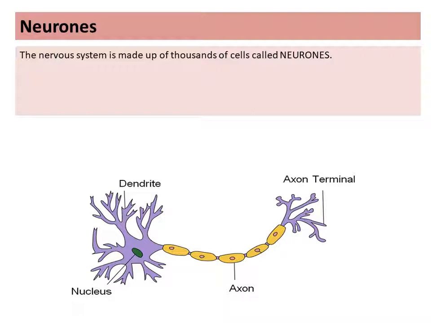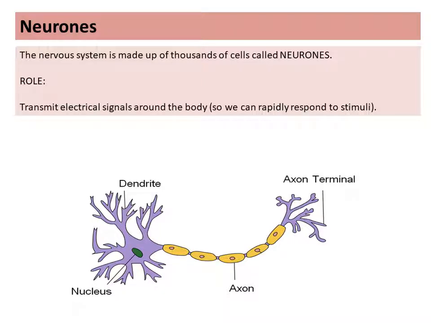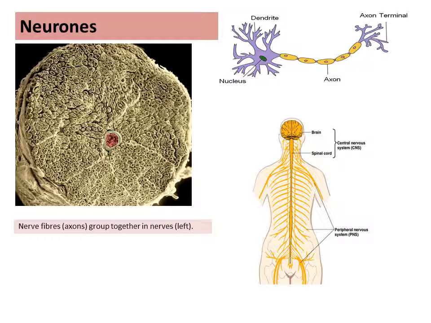So the nervous system is made up of many cells called neurons, and the correct spelling is up on there, which includes an E at the end. You might see it written down elsewhere without. The role of this is to transmit electrical signals around the body, and that allows us to respond very quickly to the stimulus. And we've got a picture here which shows us a type of neuron which you're probably familiar with. We'll come back to the main features of this in a moment.